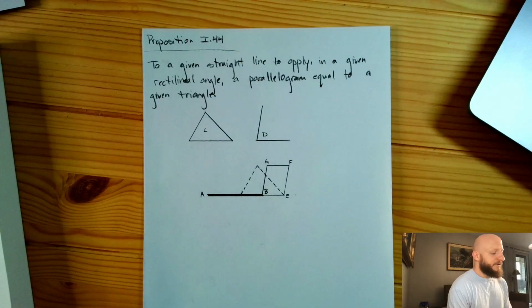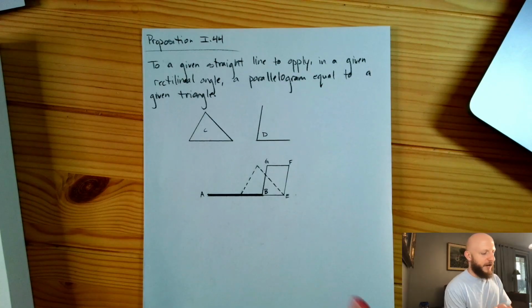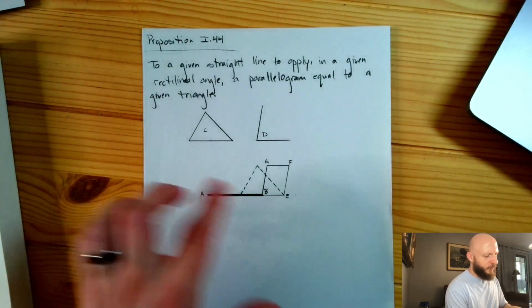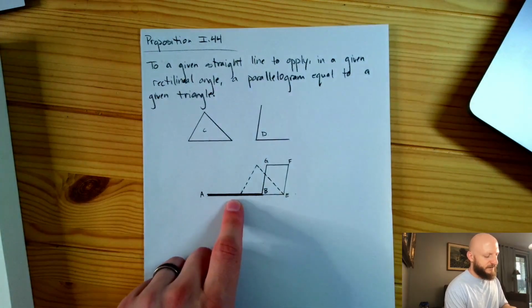Okay, proposition 44 says, to a given straight line to apply in a given rectilineal angle a parallelogram equal to a given triangle. Right, so this one is similar to prop, what was it, 42? Yeah, 42, which was also about being given a triangle and an angle and creating a parallelogram within that angle equal to the triangle.